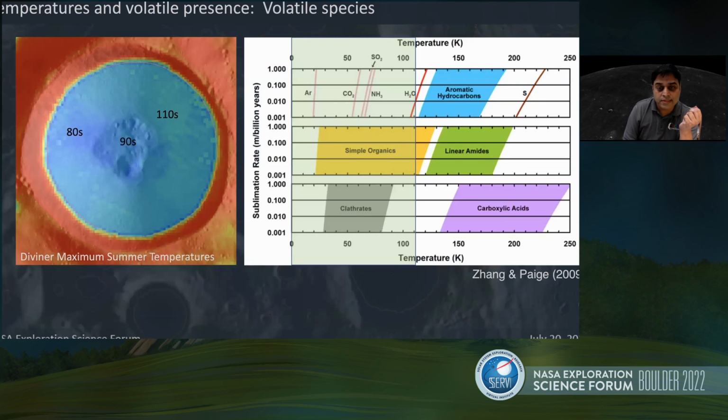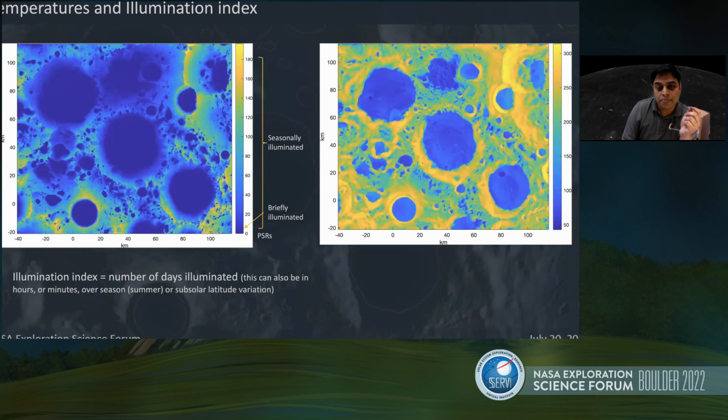So, I'll skip this slide for now, because they just talk about the idea about the temperature and the volatile presence. But then in this slide, what we are showing is that in this briefly illuminated range, the plots on the left and right side, you can see the correlation quite clearly, right? This is the temperature plot, and that's the number of days illuminated.